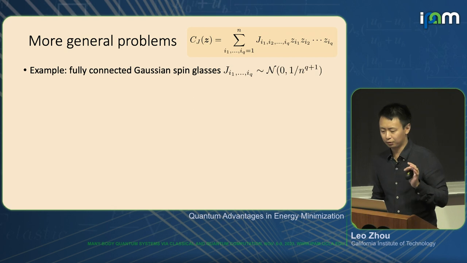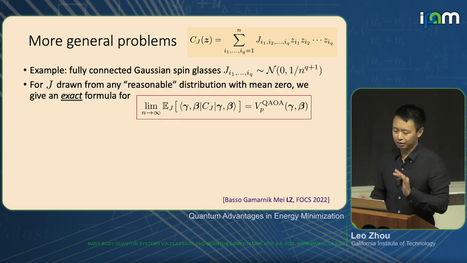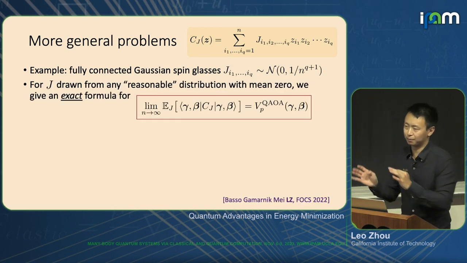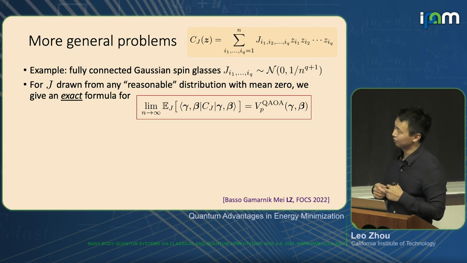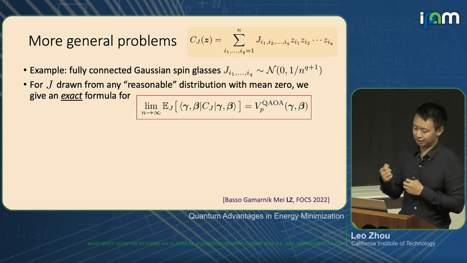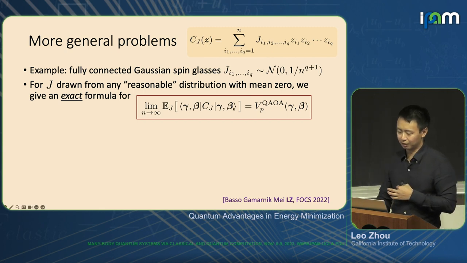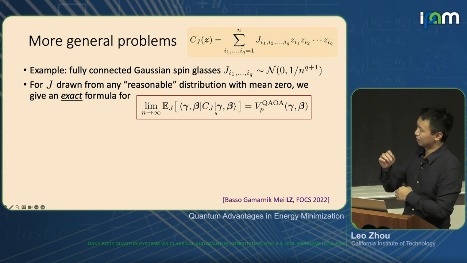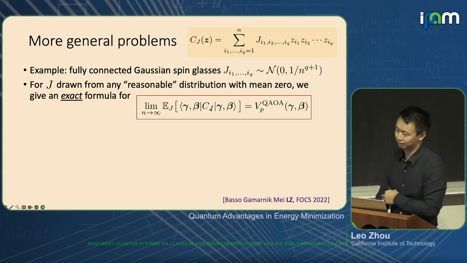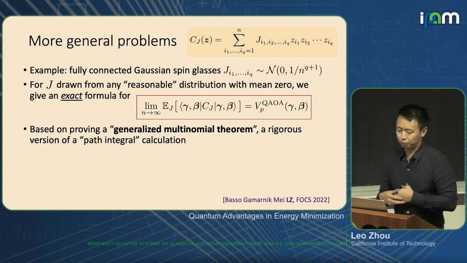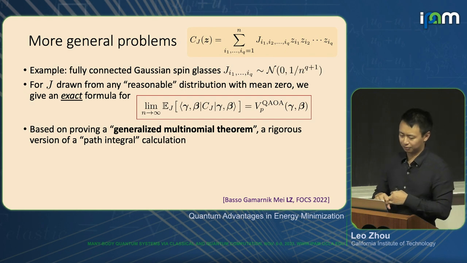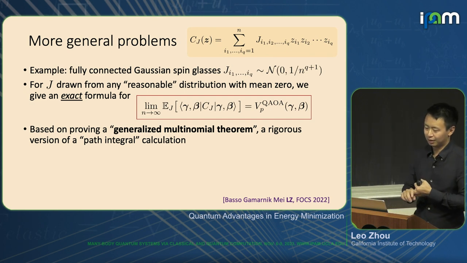And so for these problems, as long as J is drawn from some reasonable distribution with mean zero, we can actually also give you an exact formula classically that can be classically evaluated at NEP for basically the ensemble averaged expectation of the cost function in the quantum state. This calculation is actually done by proving something that we call the generalized multinomial theorem.